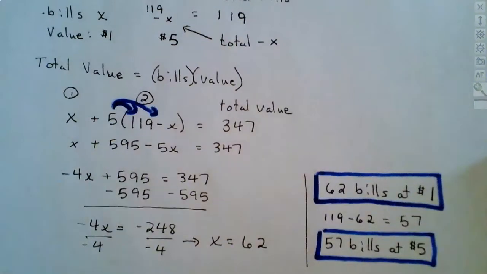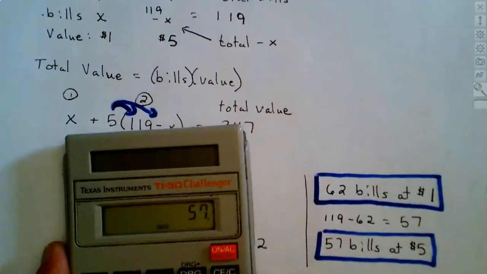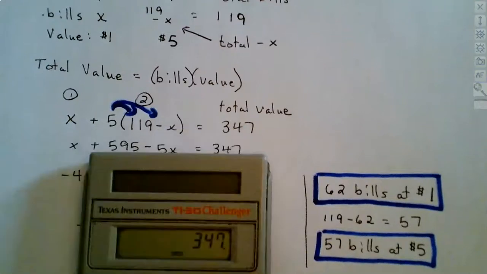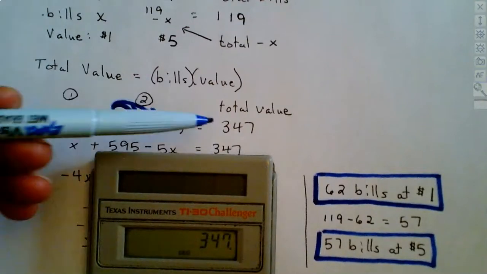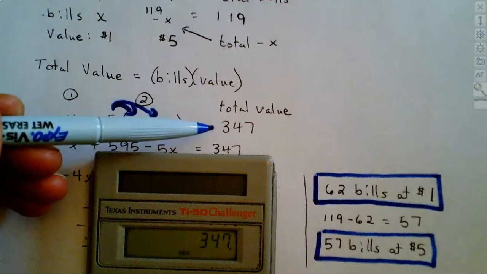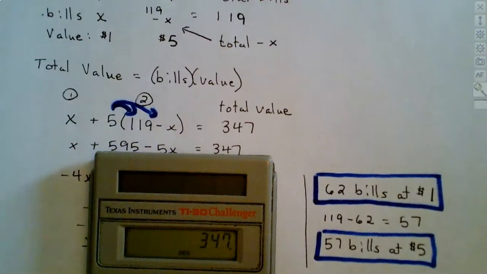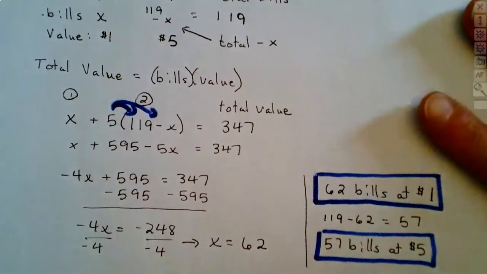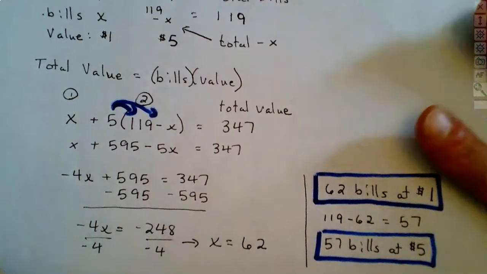How could you check this if you wanted to? Well, you've got 57 $5 bills, so we'll multiply that by 5, add our 62 $1 bills to that, and we get 347. And that 347 is the total value of all the bills put together. So we know that we did it correctly. So that's an example of a money type of problem.